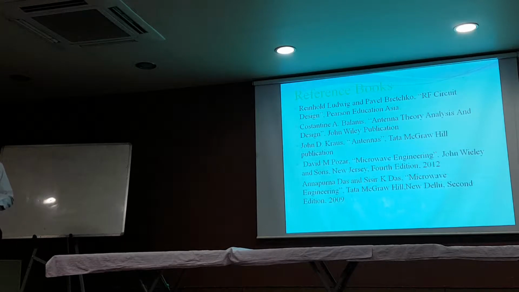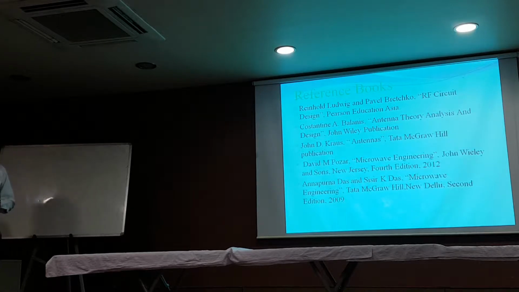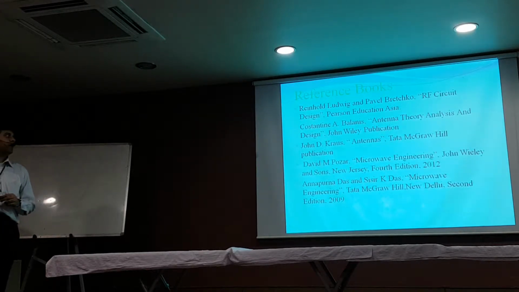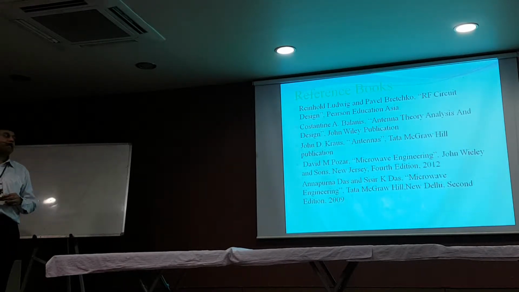These are the reference books. The main reference book for the RF part is the first one, that is the Ludwig book. The second and the third book, that is Constantine Balanis for antenna theory, analysis and design, that is for antennas, and John T. Cross, that is J.T. Cross. These 2 books are considered to be the Bible of antenna, whereas the first one mainly covers the RF part.